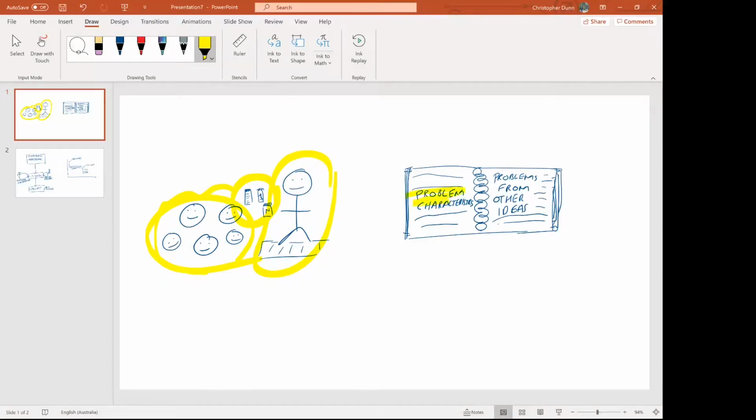Something like problem characteristics, or problems that came up from other ideas. Problem characteristics can be some of the constraints that you have on your problem, or some of the characteristics about the problem. Say your problem was about improving energy usage in some system. Then saving energy, or energy use, is one of the characteristics of your problem.